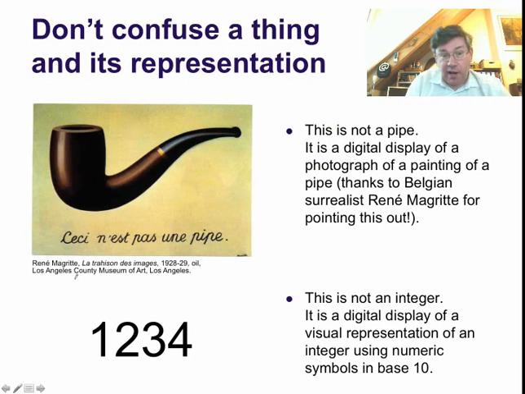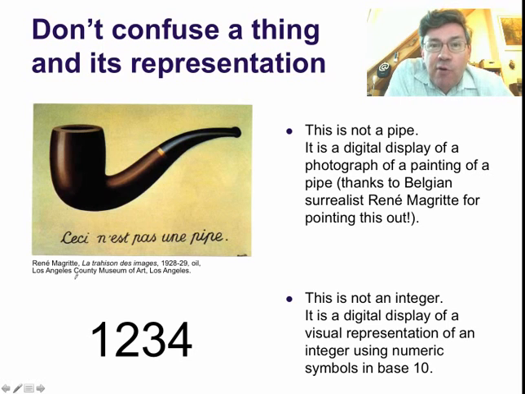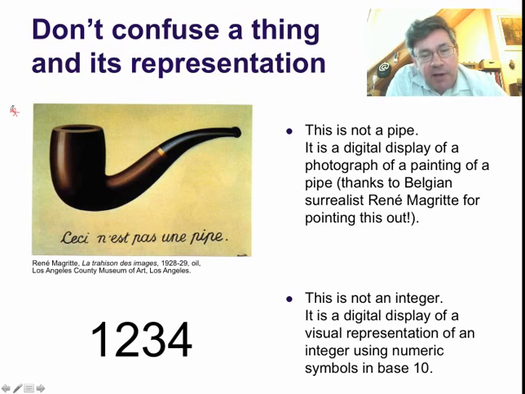So to finish now this unit, let me recall an important lesson that is given to us by the surrealist painter René Magritte. So this is a very famous painting. The title of this painting is Ceci n'est pas une pipe. This is not a pipe. And this painting is definitely not a pipe.